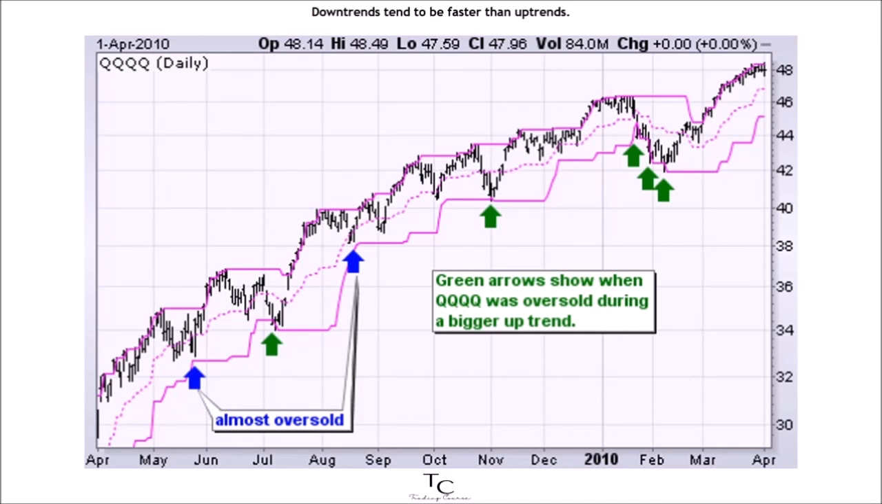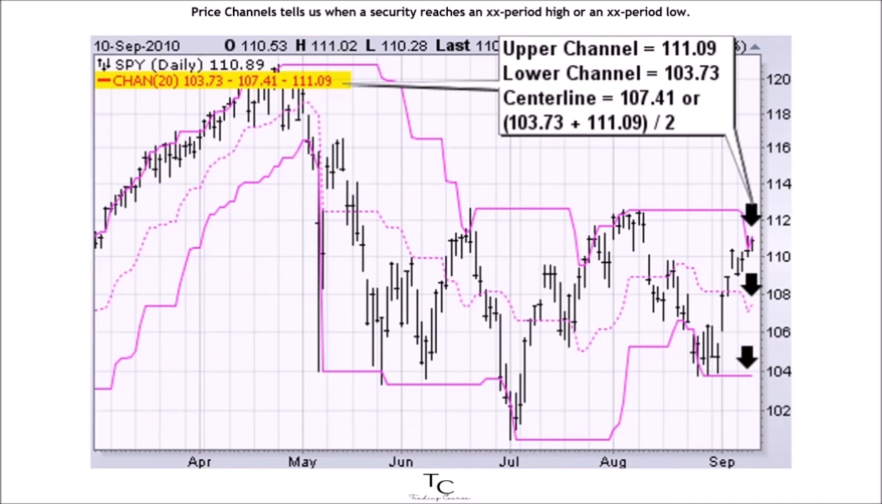Downtrends tend to be faster than uptrends. This means overbought readings may not occur during a strong or fast downtrend. Chartists may then need to tweak the price channel settings or use the centerline for signals. Prices are more likely to touch the centerline than the upper channel line.